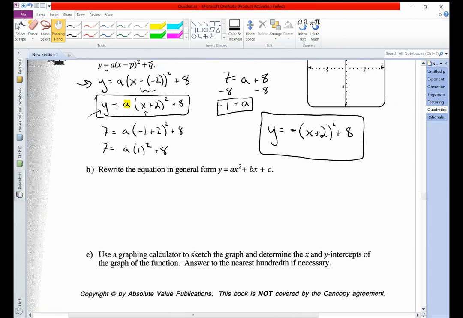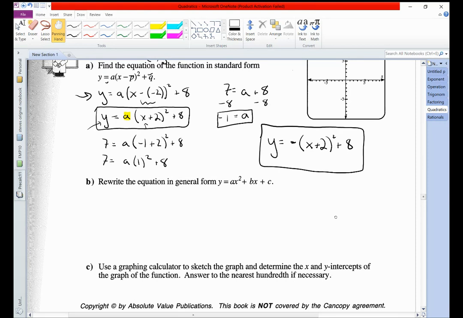So we know that we have y is equal to negative (x plus 2) squared plus 8. And we want to write it in ax squared plus bx plus c form. So we want to expand that. So we know it's going to be negative, and it's going to be (x plus 2) times (x plus 2), because it's squared, plus 8. We can do our FOILing there.